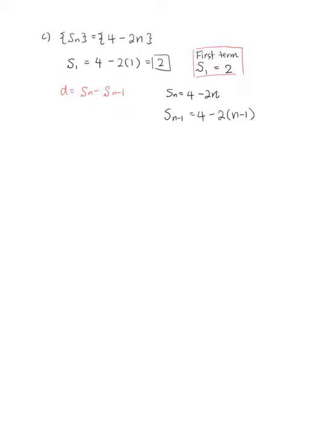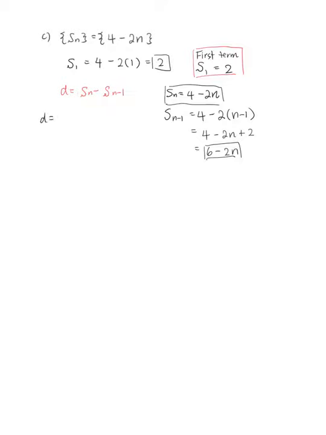And if we simplify that, what do we get? 4 minus 2n, and then plus 2. So in this case, what we're going to get is 6 minus 2n. So let me just box this. Box that.